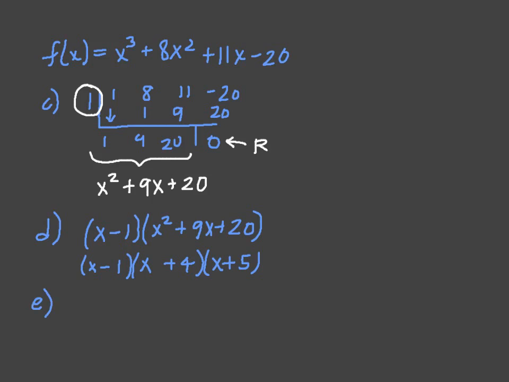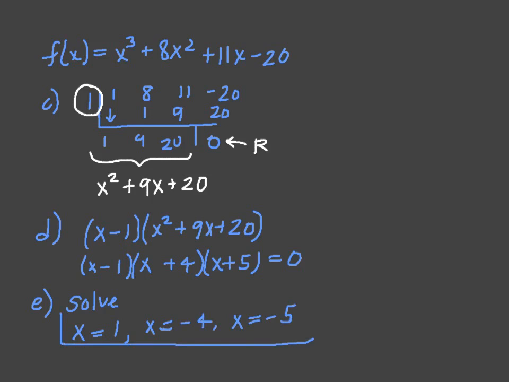And then the last step is to solve this thing. Well, we've got a bunch of factors, and if we set these equal to 0, we can solve each factor. Well, we already know that 1 is a 0 because that's what we tested when we did synthetic division in part C. And now we also know that negative 4 is a 0 and that negative 5 is a 0. So it turns out we have 3 real zeros. And if we wanted to sketch this polynomial, we could also do that.